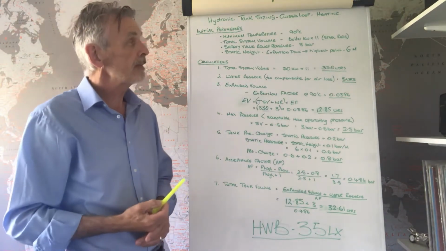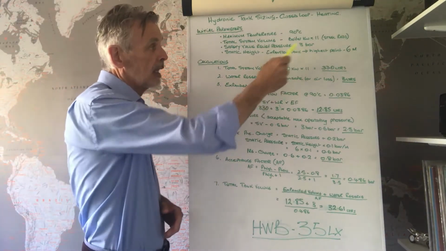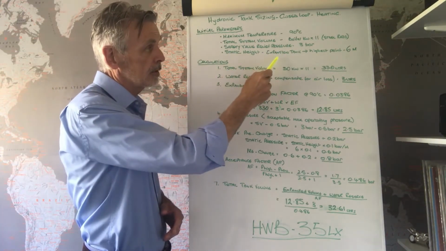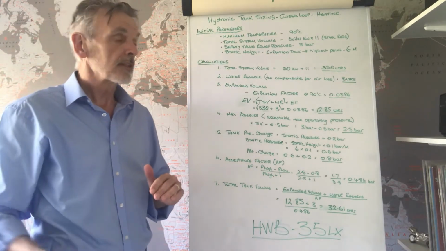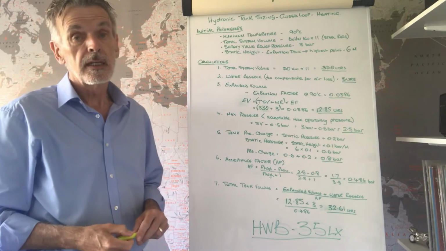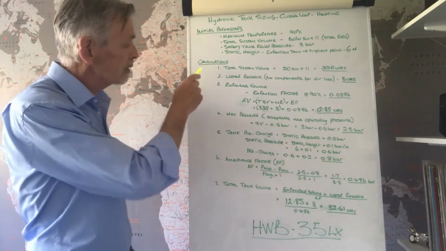The safety relief valve pressure, or safety valve relief pressure, I'm using is 3 bar, and the static height is the height from the expansion vessel to the highest point in the building, and I'm going to be using 6 meters. Okay, so let's go on to the calculations.